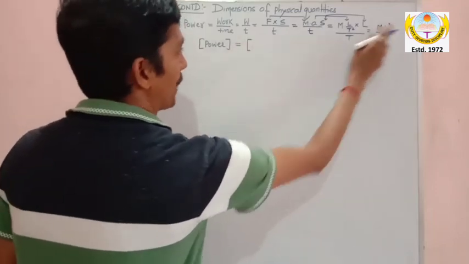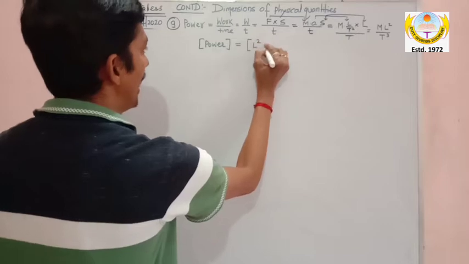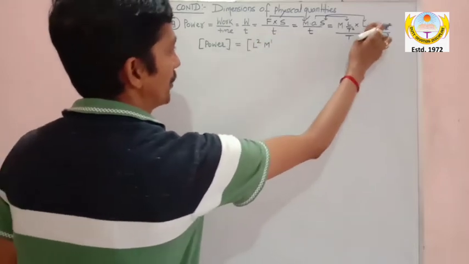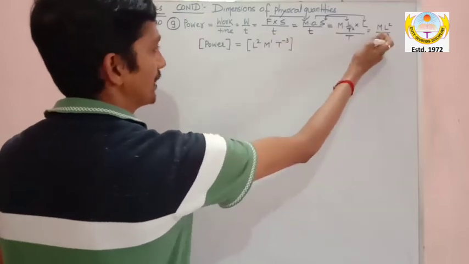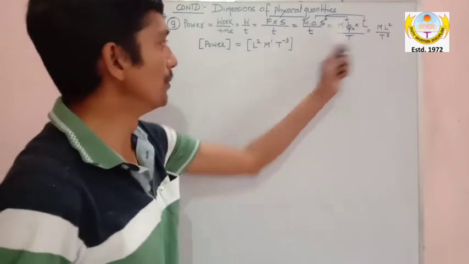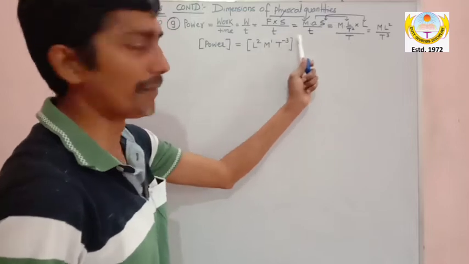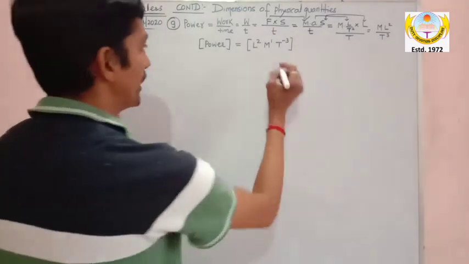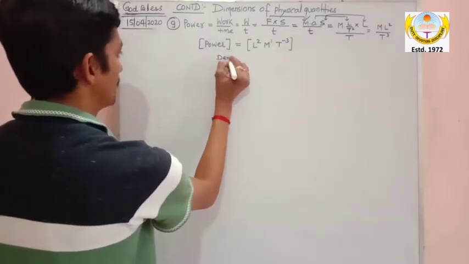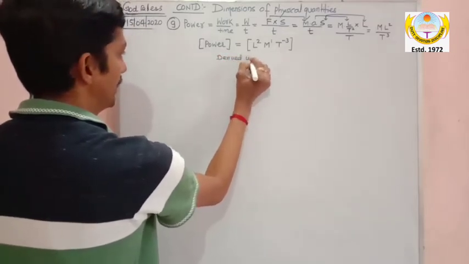Look at it. L ka power 2, M ka power mein 1, you can see, and T ka power minus 3. You can see here. L power 2, M power 1, T power minus 3. That becomes the dimension of power. What will be the unit? Derived unit of power.